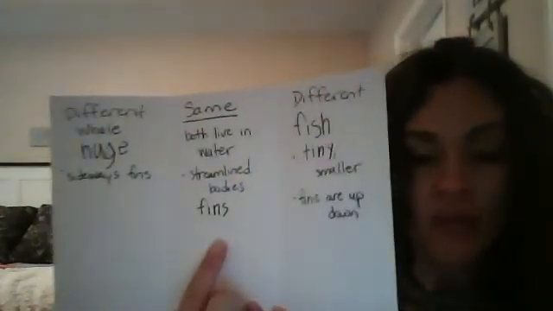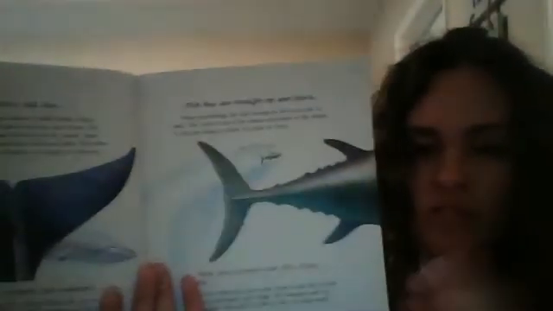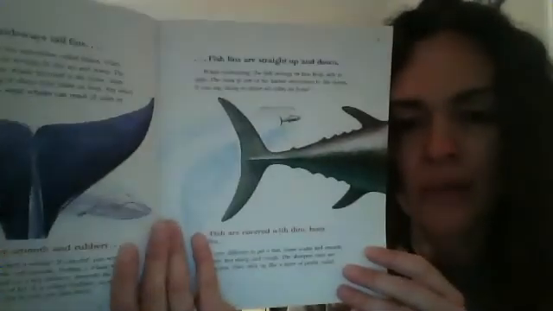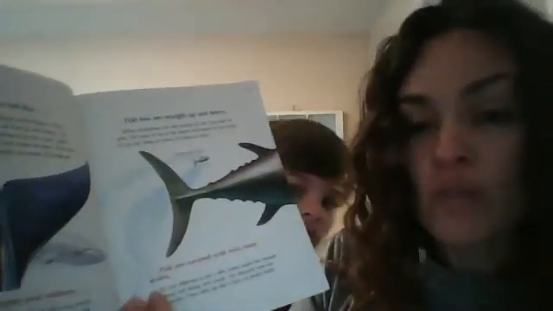Okay, so Jonah and I are doing this chart together. So we added that they both have fins. That's a similarity, but their fins are different. Whales have those sideways fins, and fish swim. They use their tail. They go back and forth with their tail to help them swim. So that's a difference. Whale skins are smooth and rubbery, and fish are covered with thin, bony scales. Compare, contrast. Nice and neat.